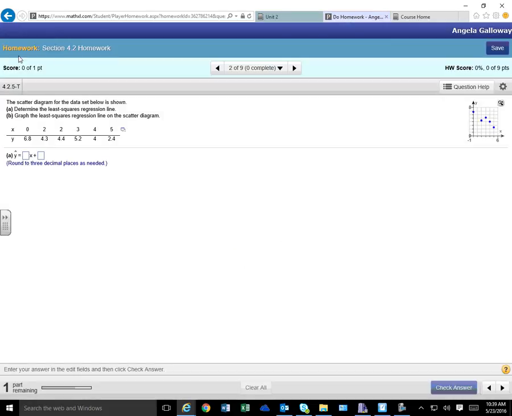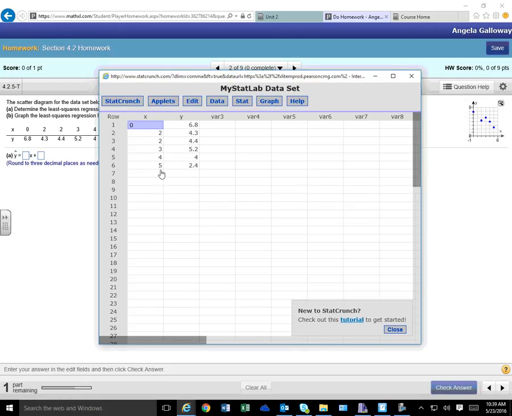Okay, so here we have a problem in section 4.2, and it says the scatter diagram for the data set is here. So you can tell it looks linear, so we're good to do linear regression. Determine the least squares regression line. So we could do this by plugging it into our calculator. However, when the data's here, if you have a lot of data, you may not want to plug all that into your calculator, right? So push this little blue button here, open in StatCrunch.